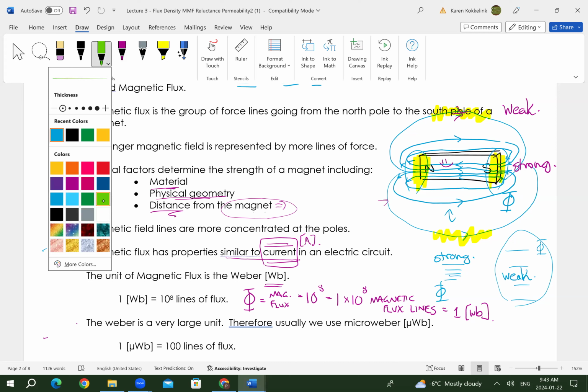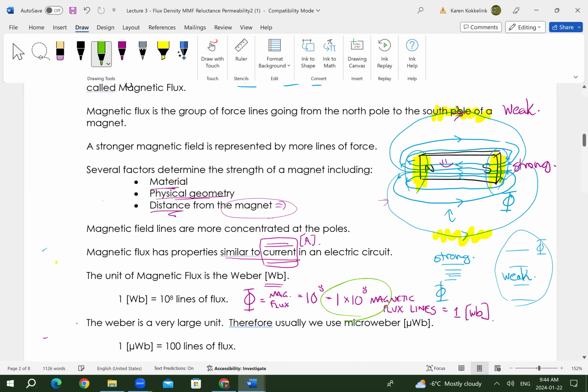Now, how many do I have up here? Let me see. I'm going to do a count. 1 times 10 to the 8. This is a number. This is a count. Let me count what I have in my diagram. I have 1, 2, 3, 4, 5, 6. I have literally 6 lines of flux. Do I have 6 Webers? No. This is nowhere near 1 Weber. That is much, much less than 10 to the 8, which is 1 Weber.